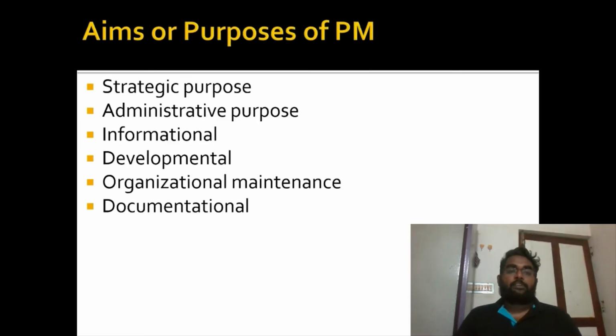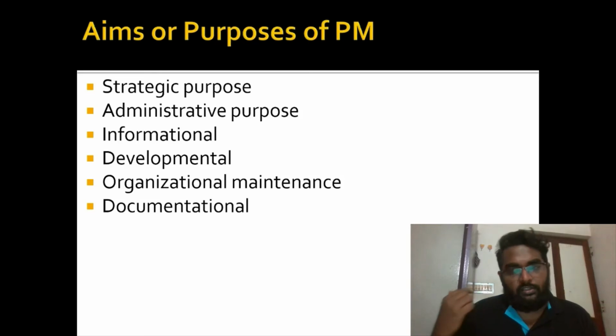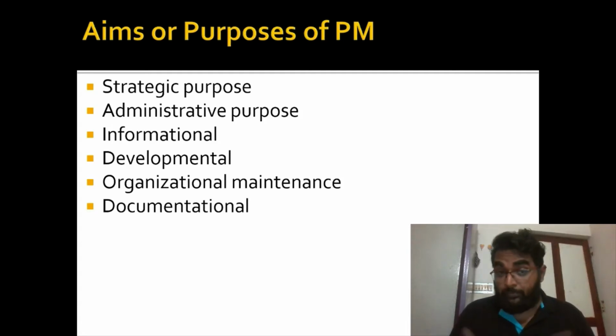Then performance management purpose, you can see there are some strategic purposes, administrative purposes, informational. Strategic purposes means the organization has a basic strategy, and performance management will be helpful in implementing these strategies in an effective way, that we already said. Because strategy and performance, these two things must be linked. That linking phase will be done by performance management.